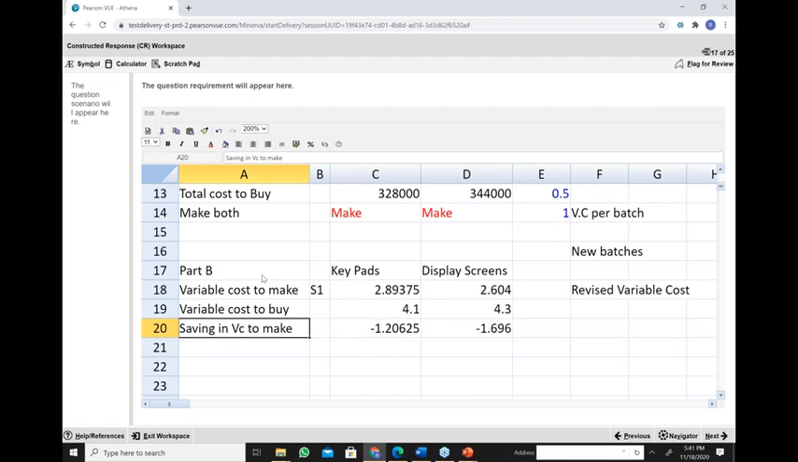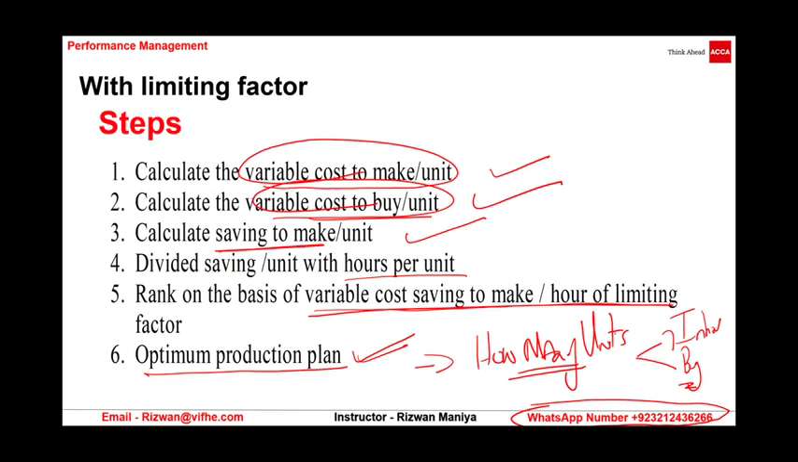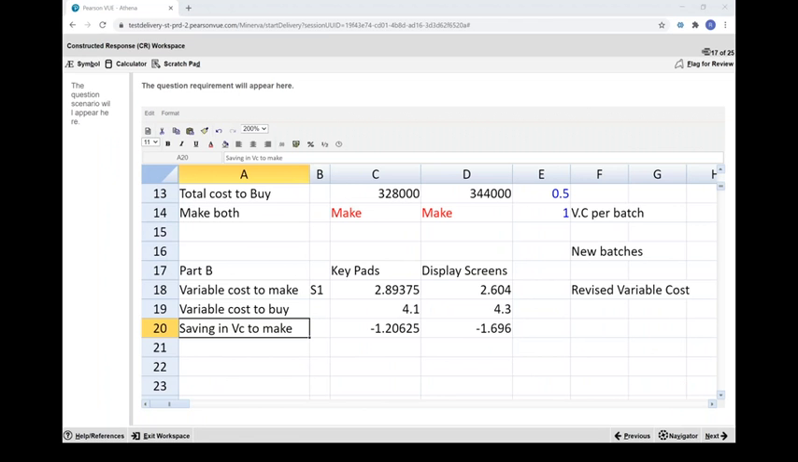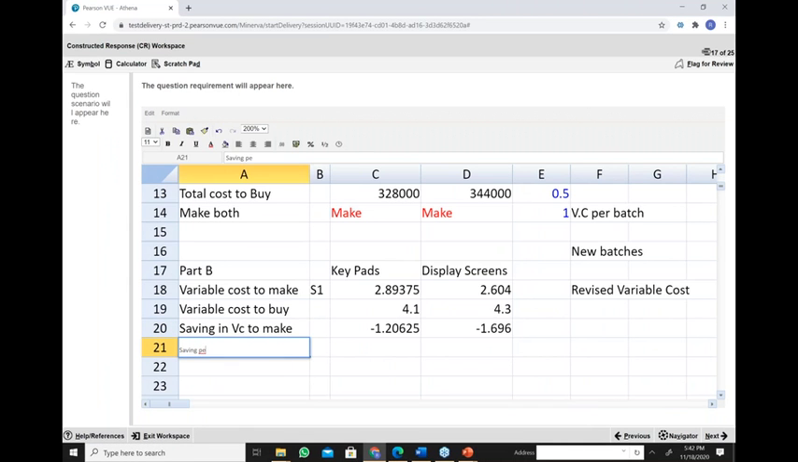So we have saving in variable cost to make, step 3. Step 4 says what? Divide saving with hours per unit. So let's work out saving per hour. How to do this? This saving divided by the per unit hours. Let's check in the question.